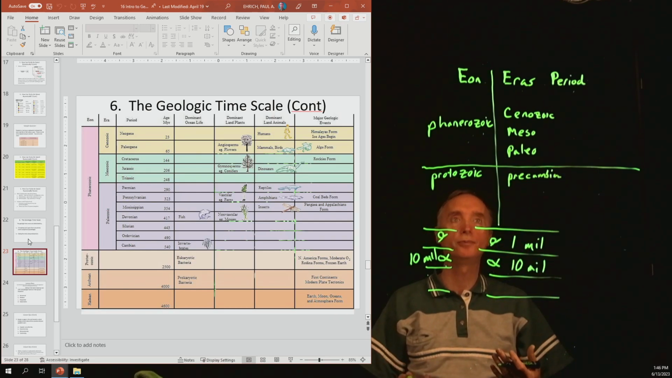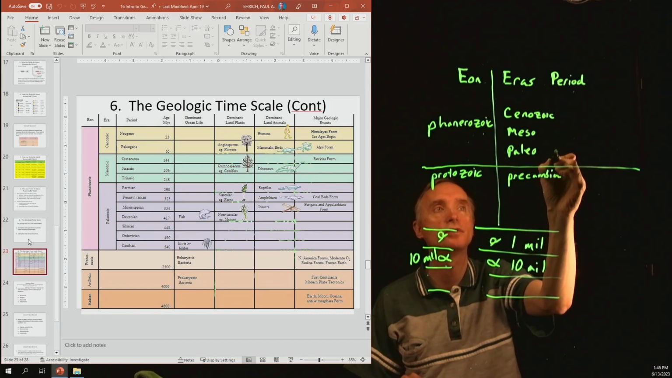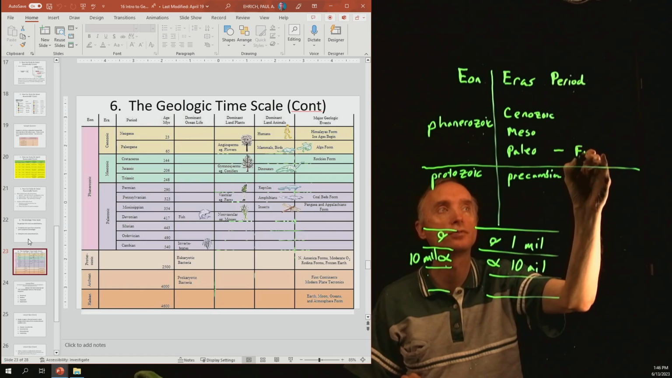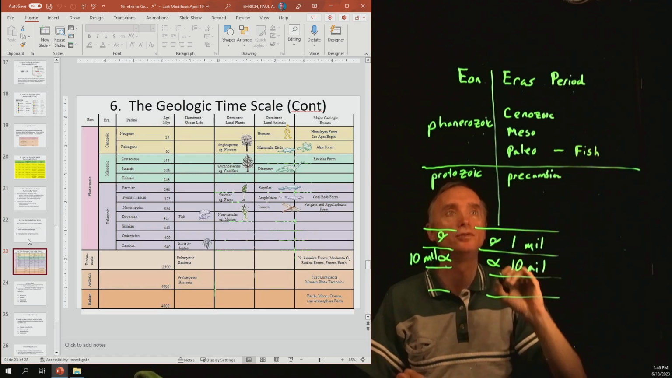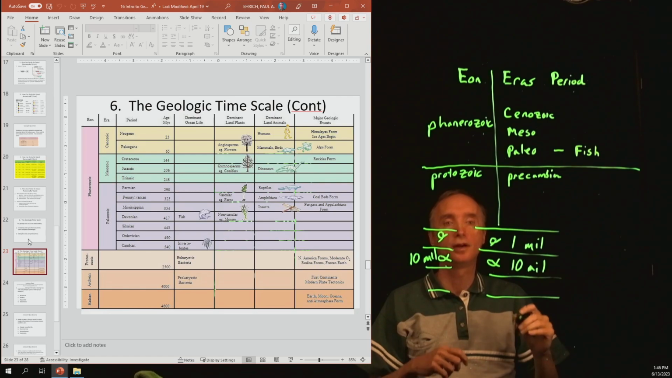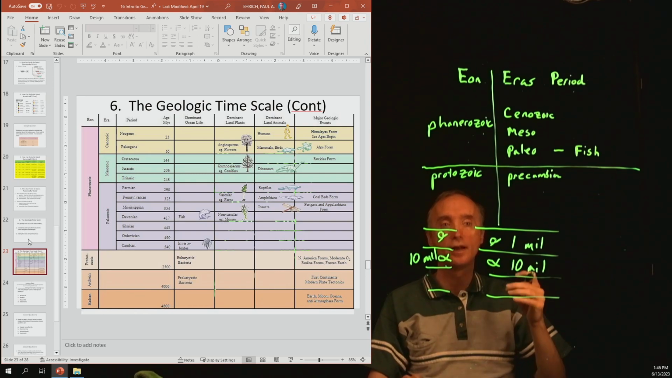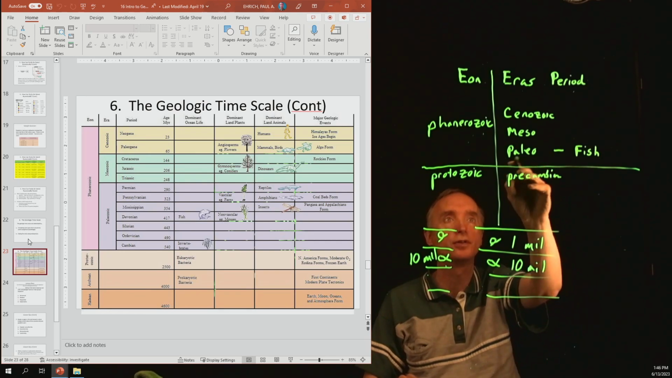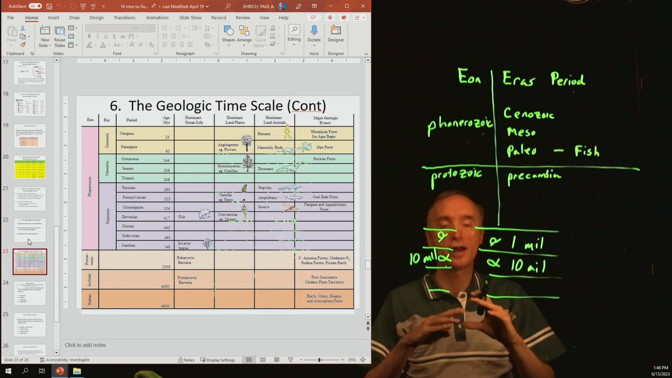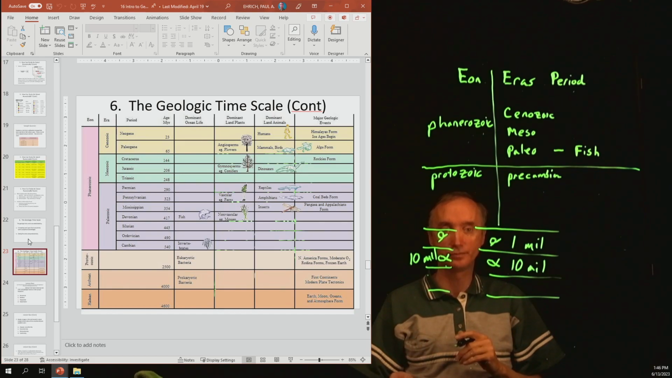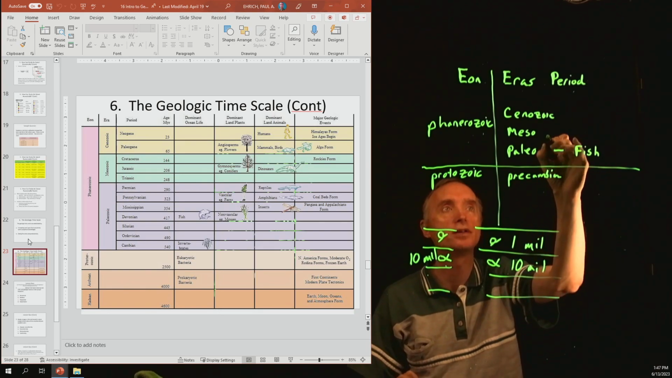Now, why is this important? The Paleozoic is going to be the age of the fish. During the Paleozoic, you have the first fish appearing in the oceans. And then also, during the Paleozoic, you're going to have the first plants and animals that live on the continents.